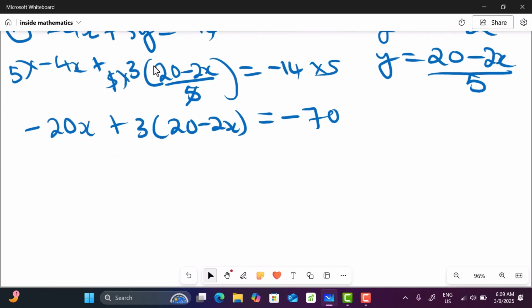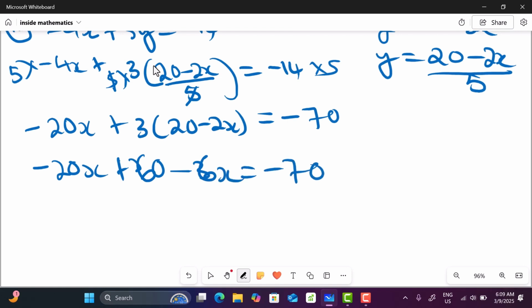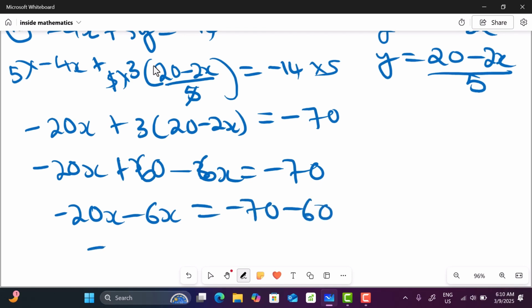If that is the case, then we'll have the equation minus 20x plus 60 minus 6x is equal to minus 70. Then we collect like terms: minus 20x minus 6x is equal to minus 70 minus 60. Here we get minus 26x is equal to minus 130.